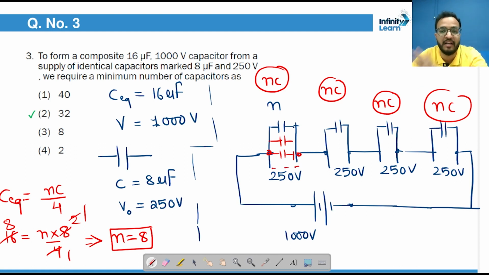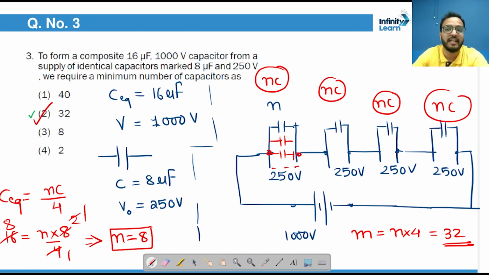And how many sections are there? 4 sections are there. So the total number of capacitors that we need is n into 4. That is 32 capacitors we need. So which option is correct? Second option is correct. Are you understanding?